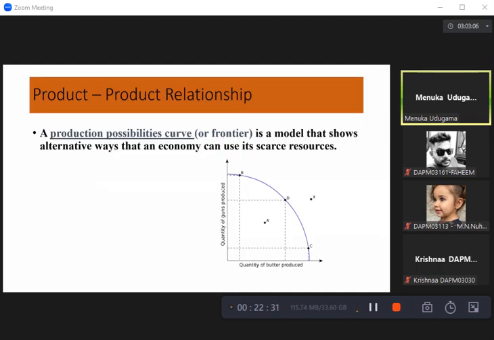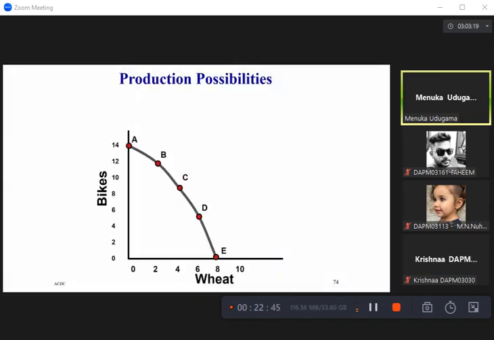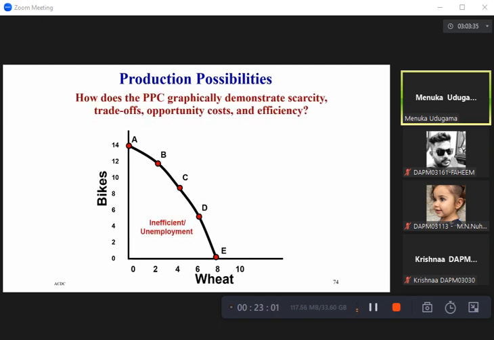Right. Then the third relationship was the product-product relationship. Like I said, it's a very important concept in economics. And this shows us what? This curve shows us the most efficient products. If you produce more than one product in your firm or in the economy, whatever is inside, you can still produce them, but not efficiently.